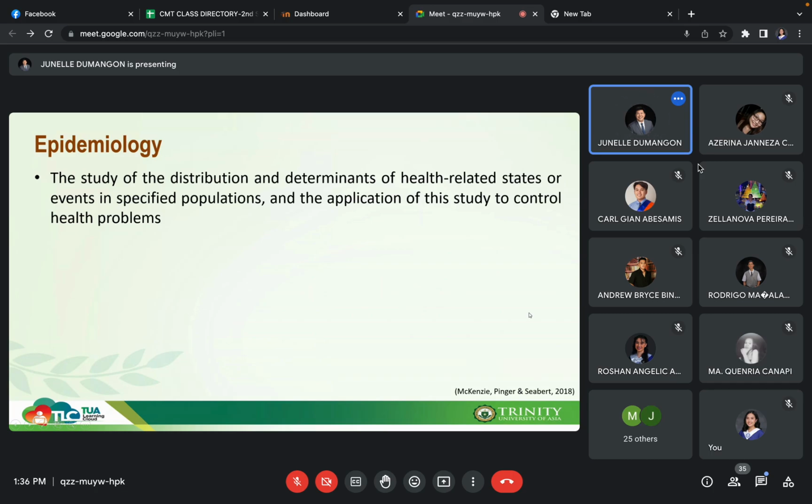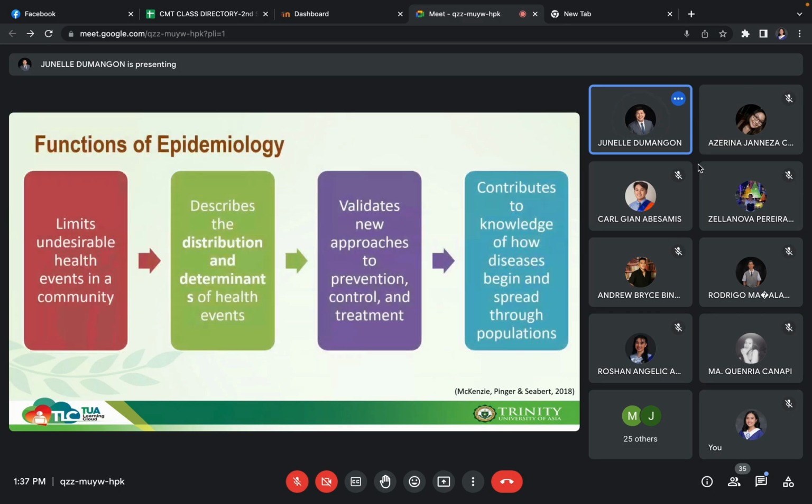Actually, epidemiology comes from a Greek word which, when translated, literally means the study of that which is upon the people. So basically, when we say epidemiology, we study diseases and health-related states that are already with the people. So how does epidemiology help us improve health states? The functions of epidemiology are like this.